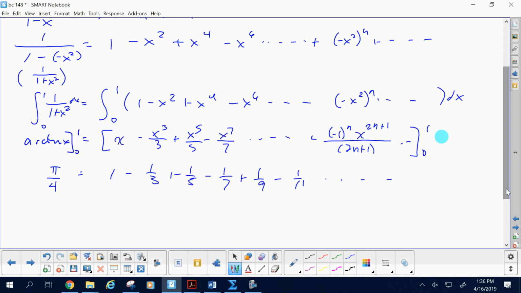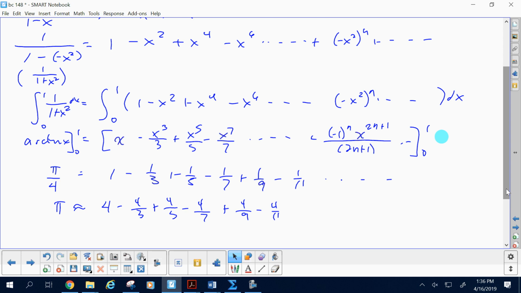Do you agree? Okay, now then, pi could be approximated by 4 minus 4 thirds plus 4 fifths minus 4 sevenths plus 4 ninths minus 4 elevenths. Now this one converges much faster, and therefore is the one that's typically used for the program. Give it a go. See how close you get as you add more terms.